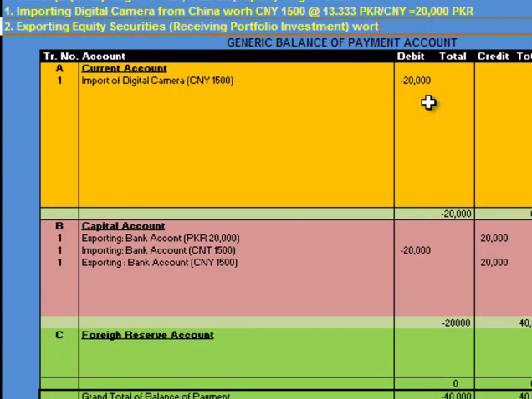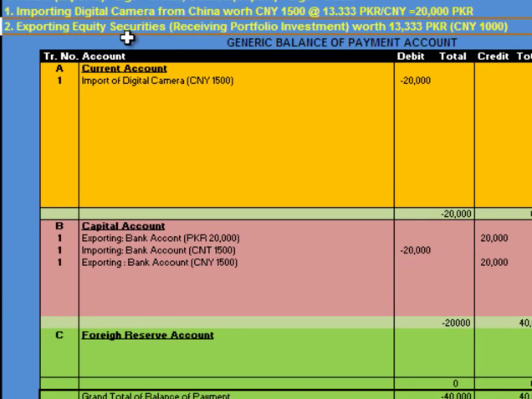Worth say 1000 Chinese yuan, which equals to Pakistani rupee, you can say that it is 13,333 Pakistani rupee, which is equal to Chinese yuan 1000. So now how to record this transaction?